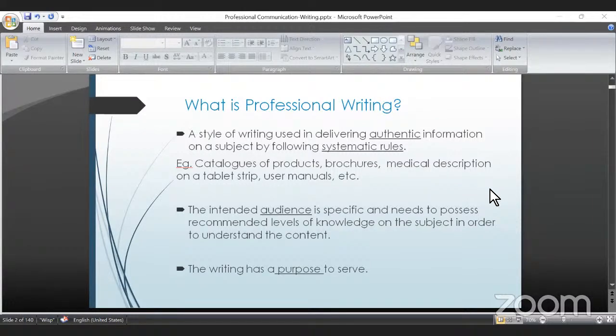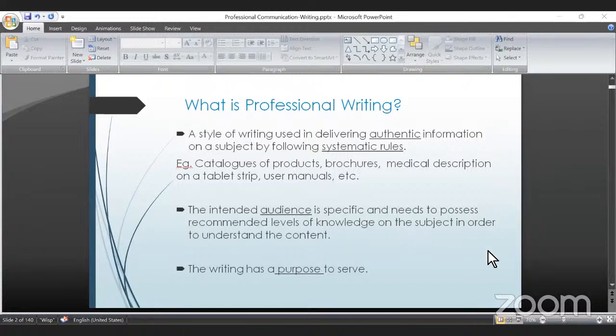Okay. Next thing, the audience. So the intended audience is specific and needs to possess recommended levels of knowledge. So what does this mean? That this cannot be something that can be presented anywhere you want, right? This is something which is intended to be given to a set of people or an audience which has some levels of knowledge about the topic being discussed, right? So this part is very, very important. Audience then is an important part of professional writing.